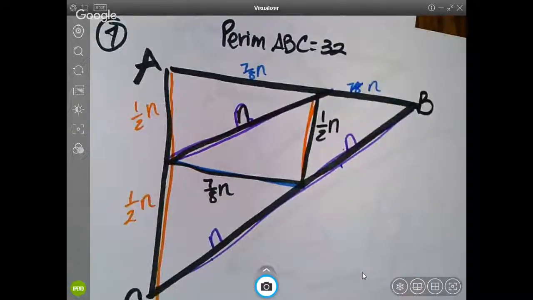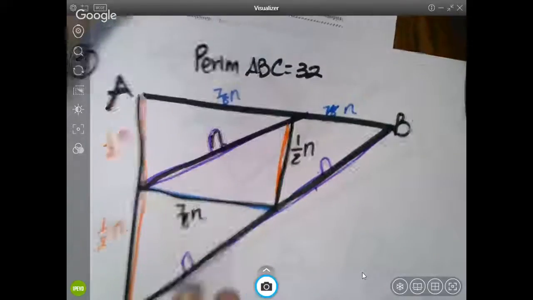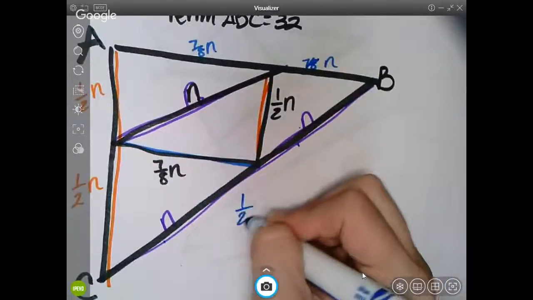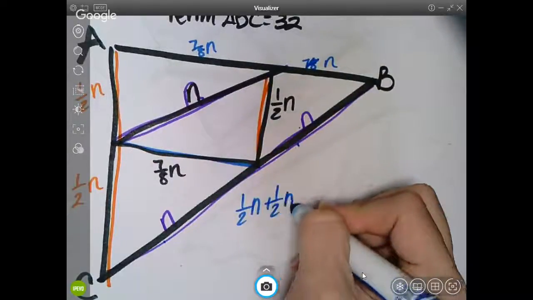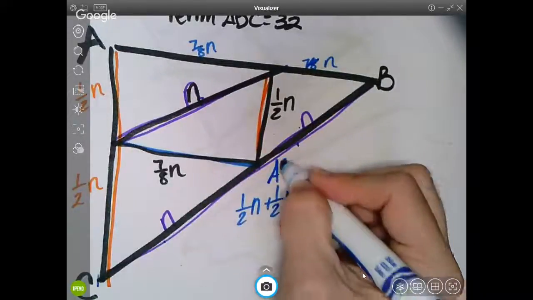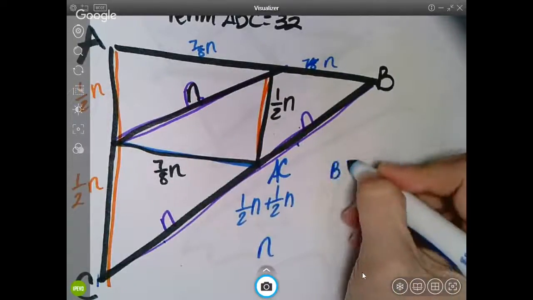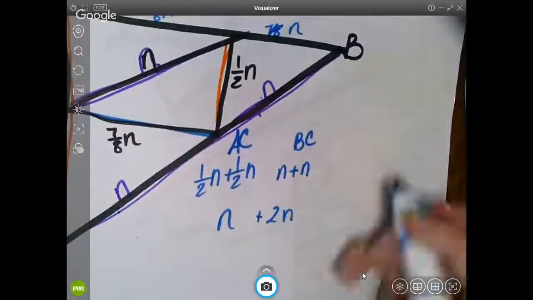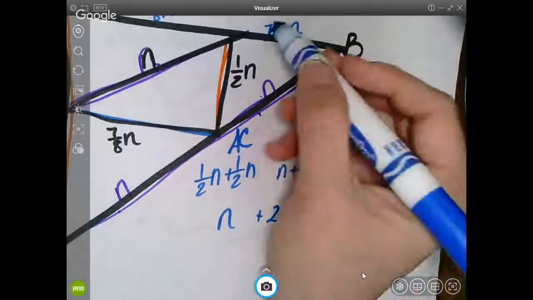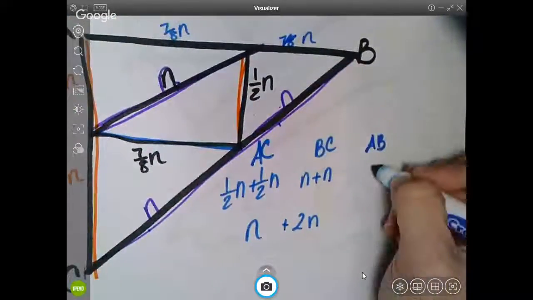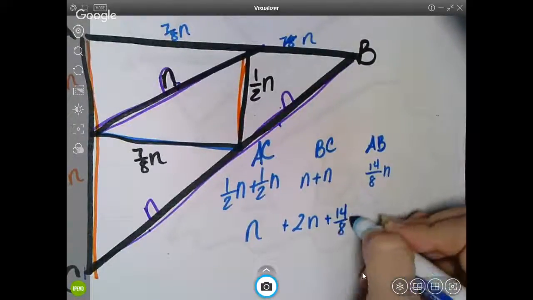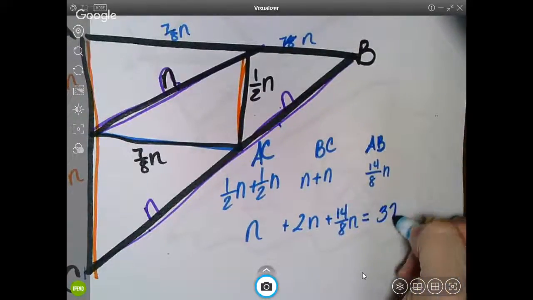Okay, I am going to go fast on this one because I want it done before the bell. What we need to do is add all of these outside pieces up. So I'm going to do 1/2 n plus 1/2 n, that's this side, AC, which equals n. BC equals n plus n, which equals 2n. And then AB equals 7/8 n plus 7/8 n, which is 14/8 n. And all of that equals 32.